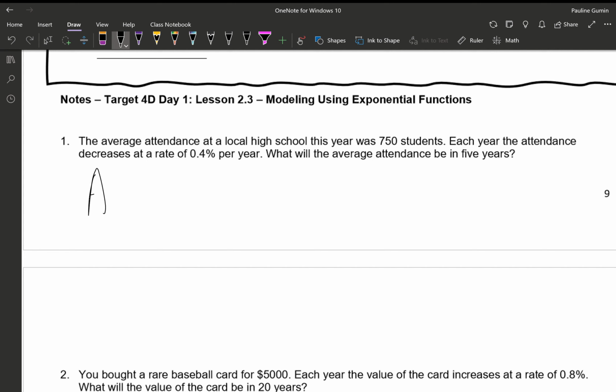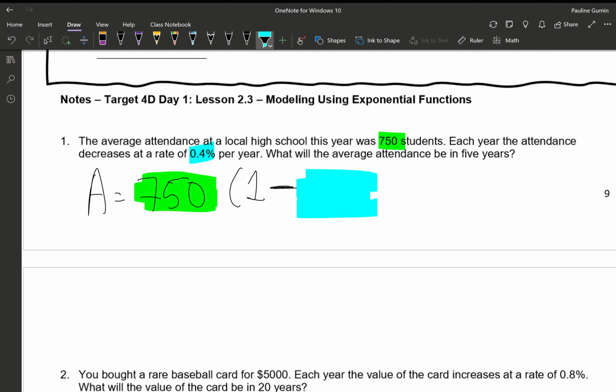All right, let's set this up. The school starts with 750 students. That's what we're looking at right now, 750. Because it decreases, in my parentheses, I'm going to write 1 minus. Next, I'm going to put down my rate. Now, my rate needs to be changed into a decimal.